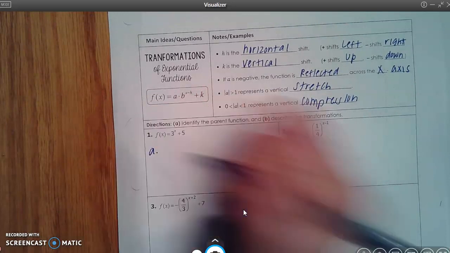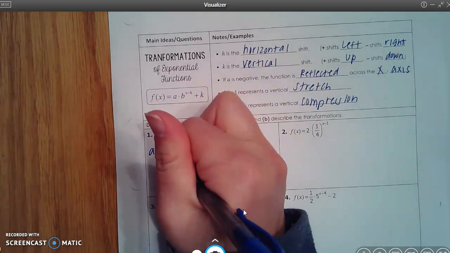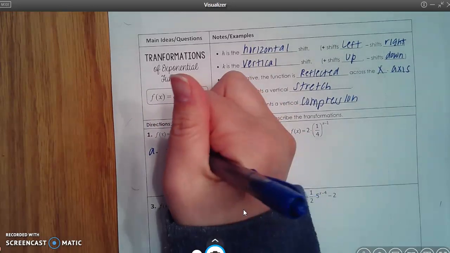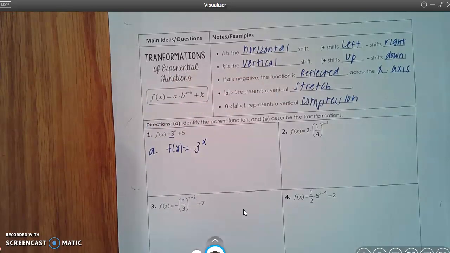So for example, on number 1, your parent function is your b to the x. So in this case, it would just be 3 to the x. I ignore any number that's out front, I ignore any number that's in my exponent, and then I ignore any number that we're adding or subtracting.